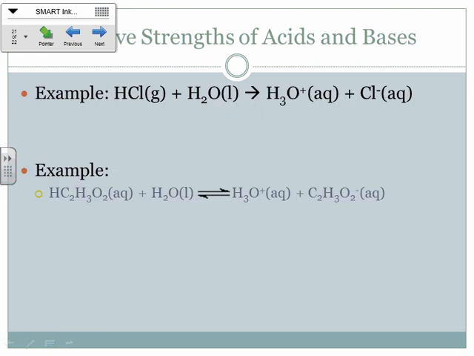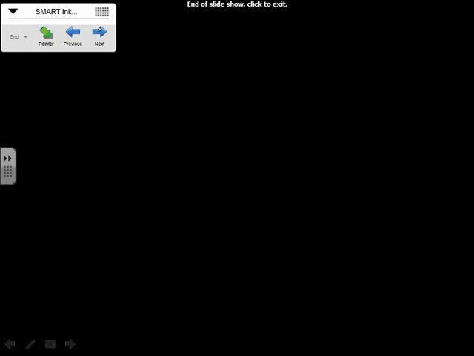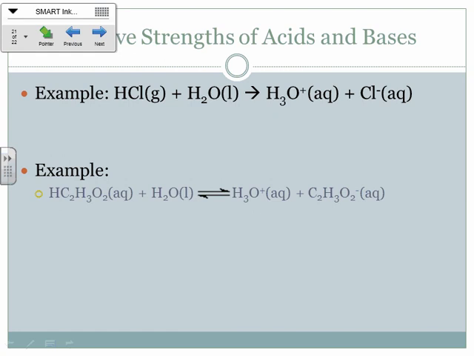So let me give you a couple examples here. Okay, we're almost there. I just need to hurry up. So we've got HCl plus H2O, and that's going to yield H3O+ and Cl-.